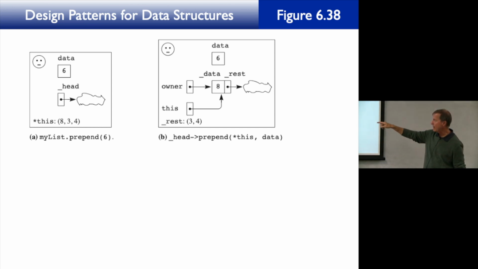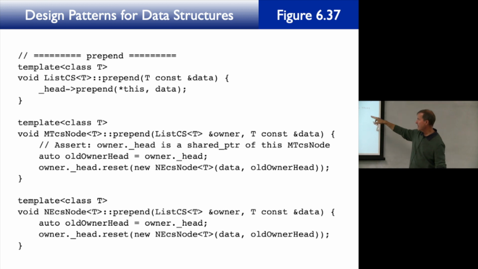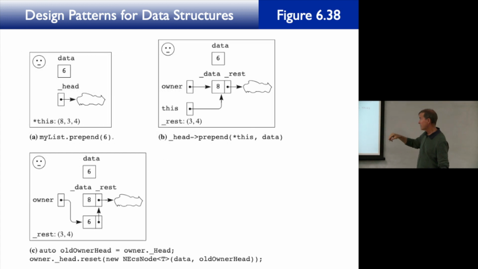So we do head, arrow, prepend, star this, data. And by the way, what is this? It's a pointer. What is this always? A pointer to the current. So you see, this is pointing to this node. Are you with me? And so now, do you remember what the assignment was? It was owner.head gets new non-empty node data this. All right. Are you with me?